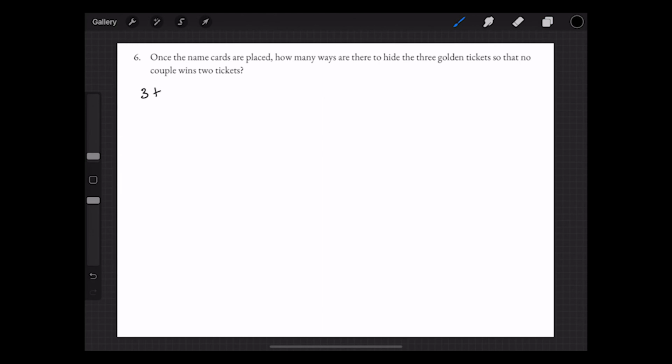For this question, when we place down our 3 golden tickets, we have to make sure that no couple gets 2 tickets. In other words, the 3 tickets have to go to 3 people that are all in different couples. To guarantee this, we could first choose which 3 couples win a ticket, and then choose which person in each couple actually had the ticket under their plate. Now, how can we count this?